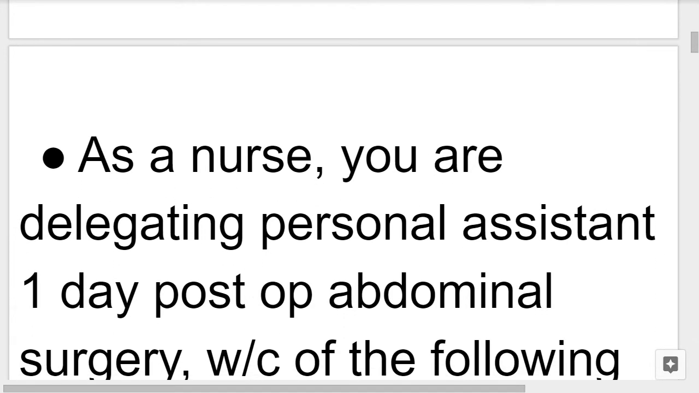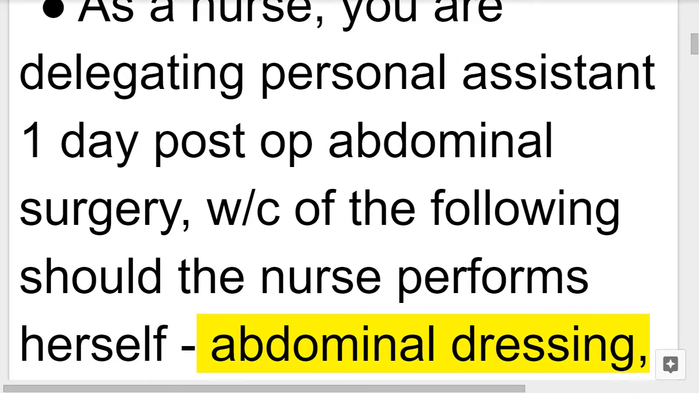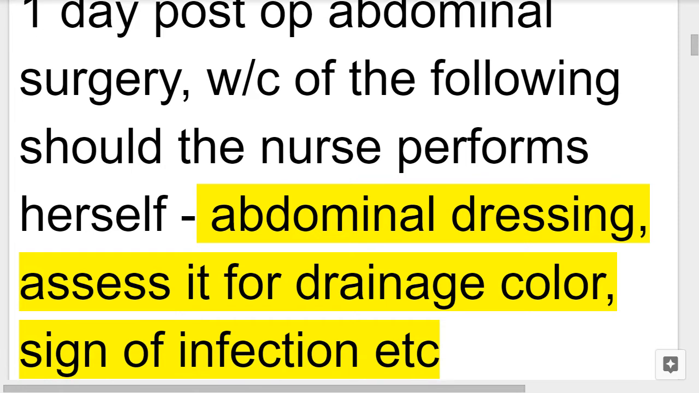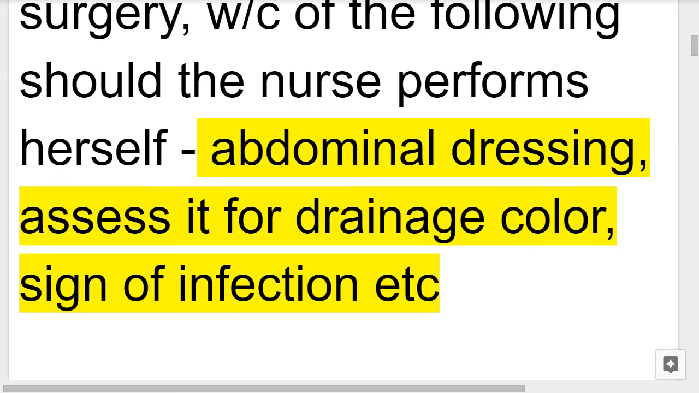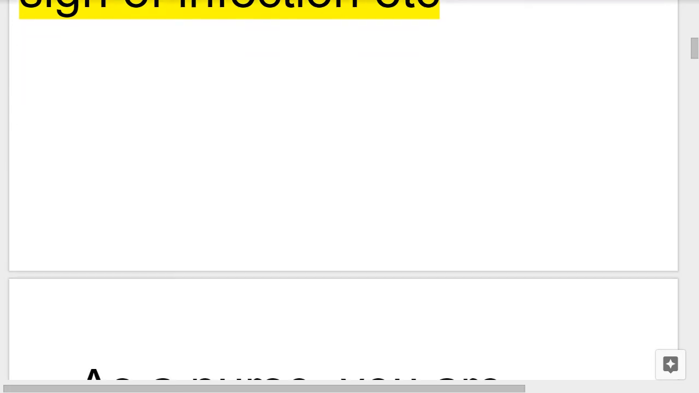As a nurse, you are delegating to a personal assistant 1 day post-operative abdominal surgery. Which of the following should the nurse perform herself? The answer is abdominal dressing, assess it for drainage color and signs of infection.